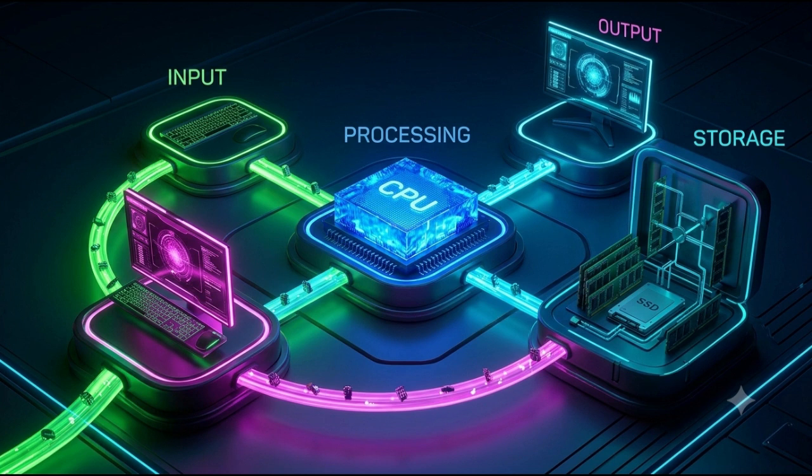Now let's switch our attention to output devices. If input devices help computers receive information, output devices help computers send information back to us. An output device is any device that presents processed information from a computer to a user. Without output devices, computers would be able to process data, but nobody would ever know the result.